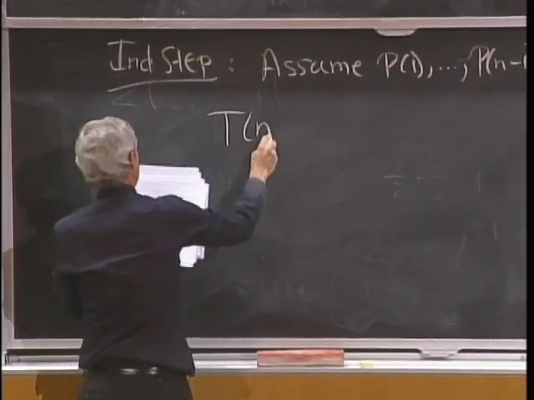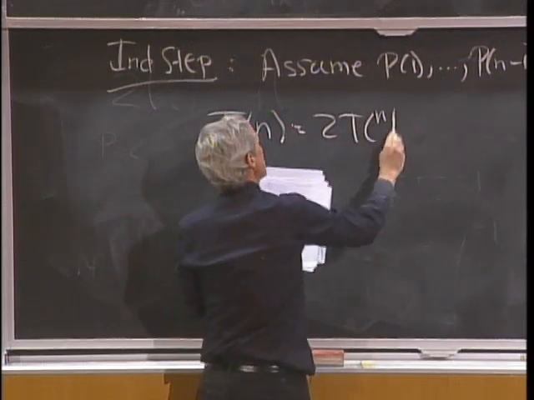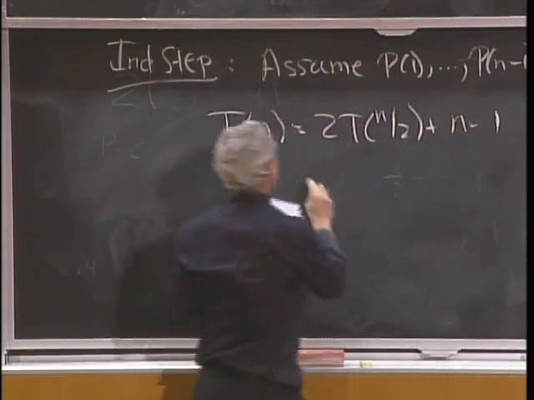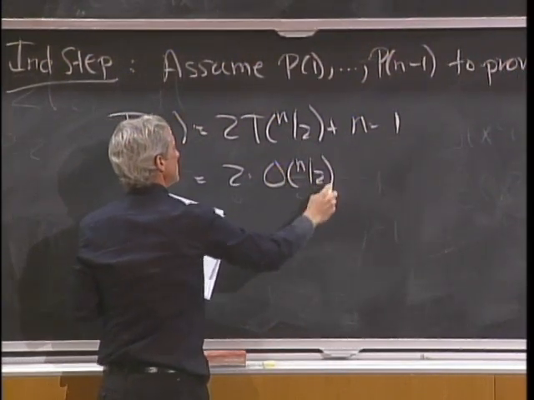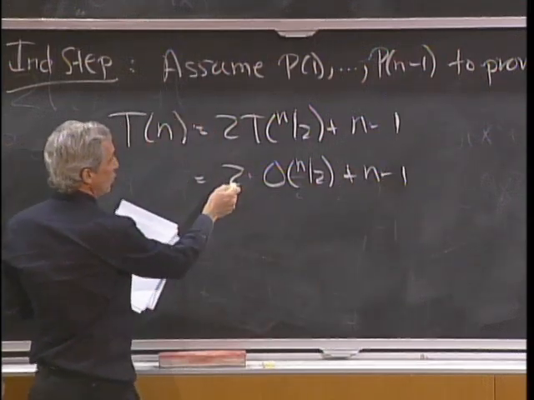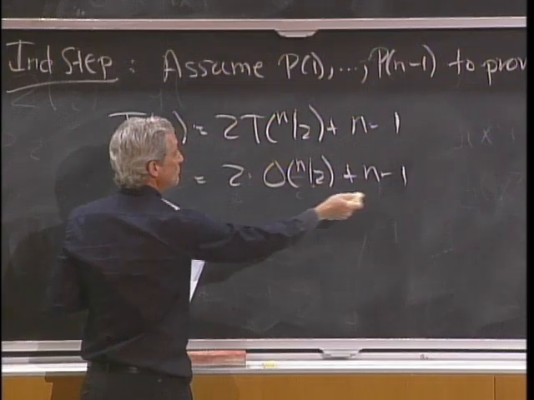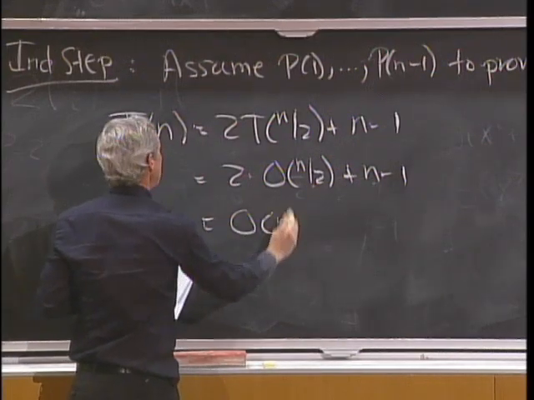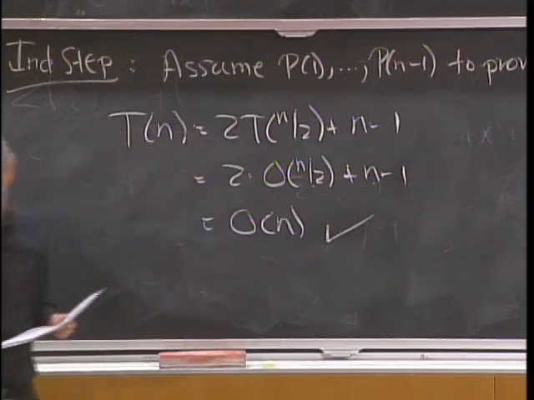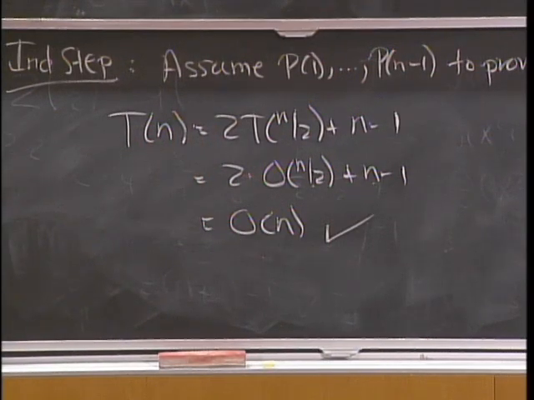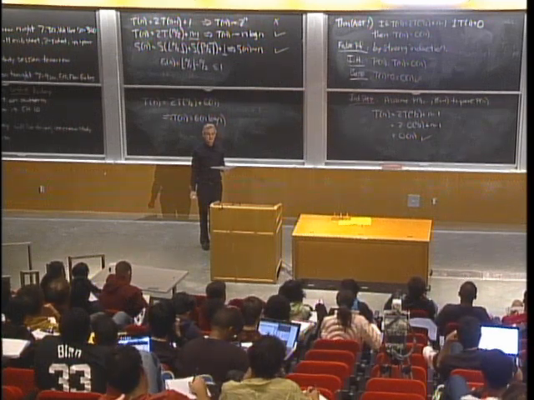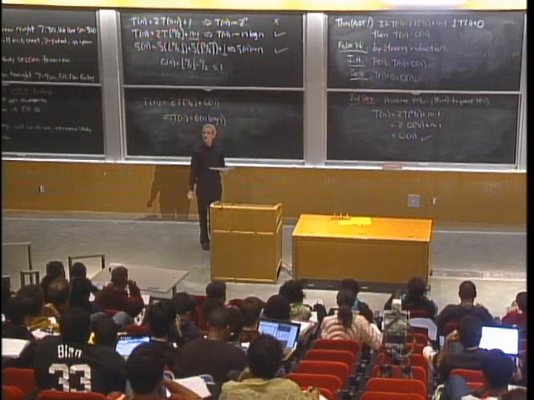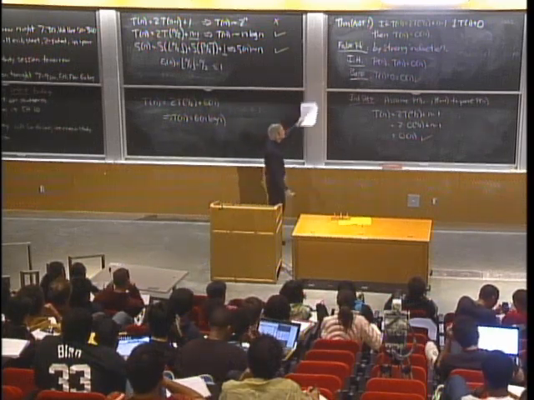So I look at T of n is 2T of n over 2 plus n minus 1. Induction hypothesis on n over 2 says this is 2 times O of n over 2 plus n minus 1. Twice O of n over 2 is O of n plus n is O of n. This is O of n, and I'm done. I just proved that T of n is O of n. All right, what's the bad step? What's the bug? See the bug? What is it? Induction hypothesis. What's wrong with that?